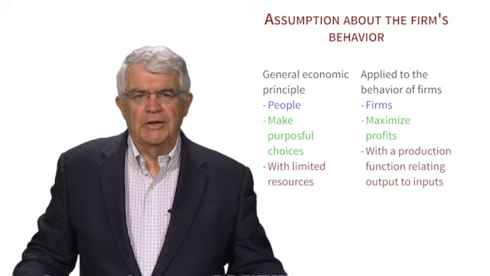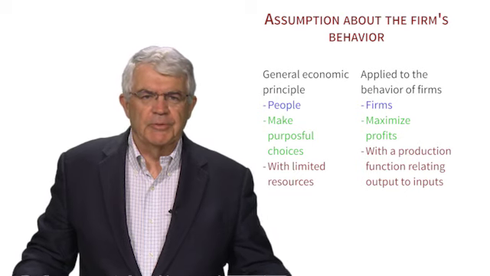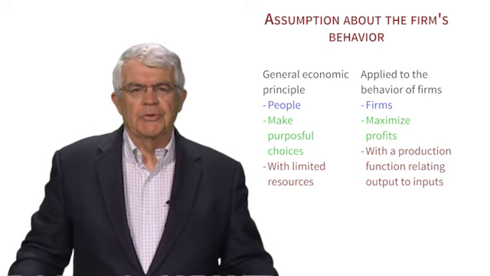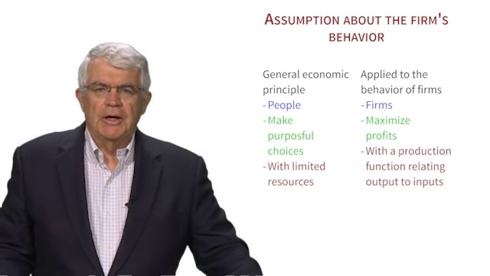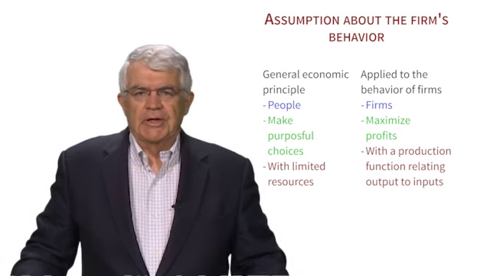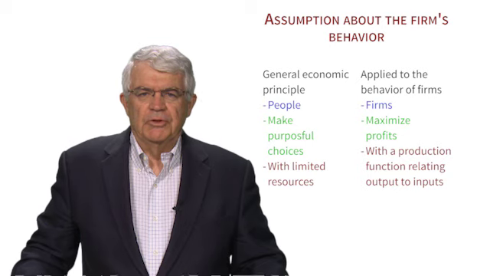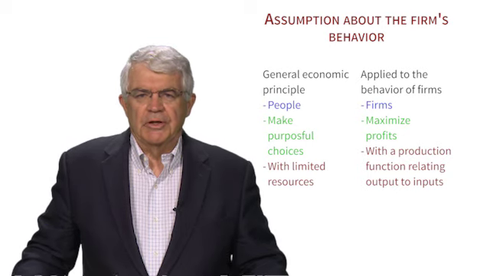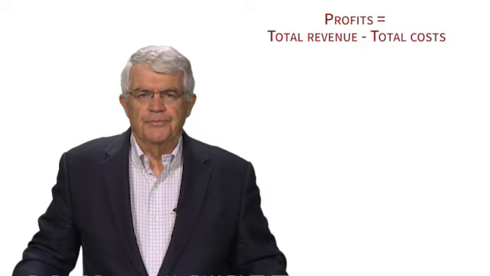So that's the idea. We apply this basic principle: people make purposeful choices with limited resources, which we've considered before. And now we're going to apply this by saying that firms maximize profits with a production function that relates how much they produce to how much they put into the process.